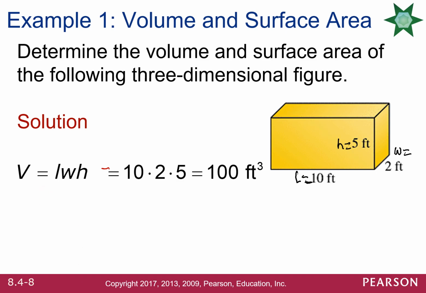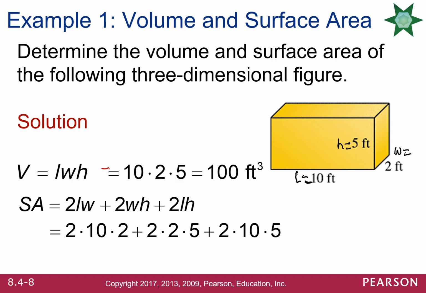All right, so the next one is to find the surface area. Let's pull up the formula for that. It's 2 times LW plus 2 times WH plus 2 times LH. So 2 times LW is 2 times 10 times 2. So 10 times 2, that's the areas of the bottom and the top put together. And then we have 2 times 5.